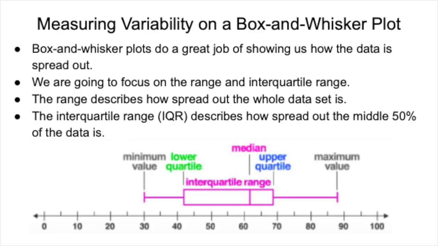Box and whisker plots do a great job of showing us how the data is spread out. We're going to focus on the range and the interquartile range. The range describes how spread out the whole data set is. The interquartile range describes how spread out the middle 50% is.